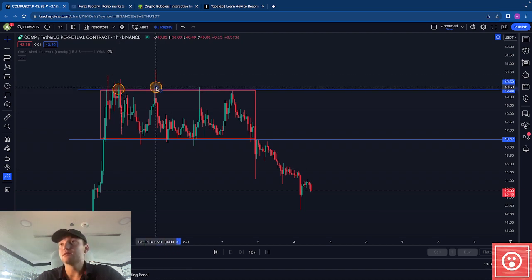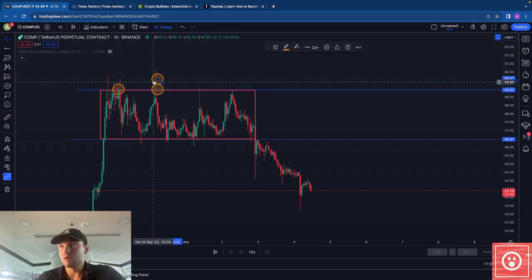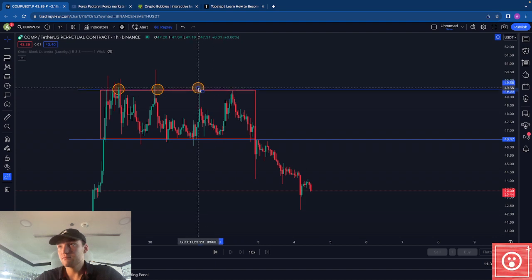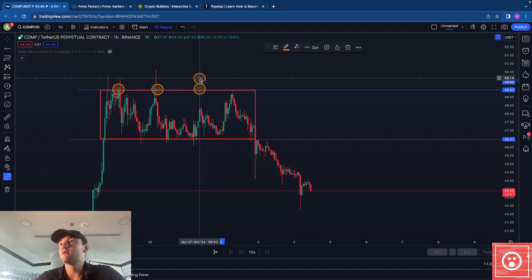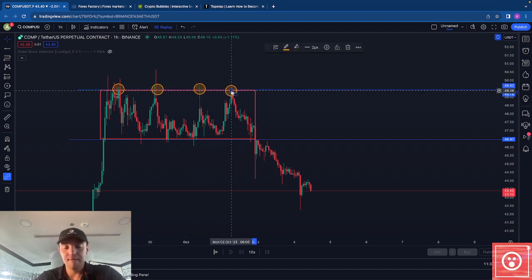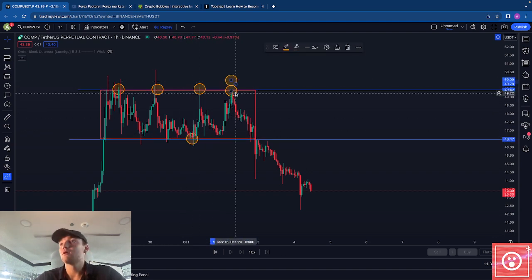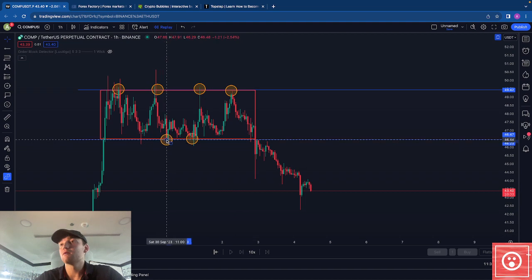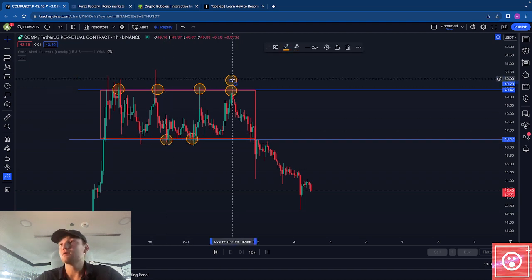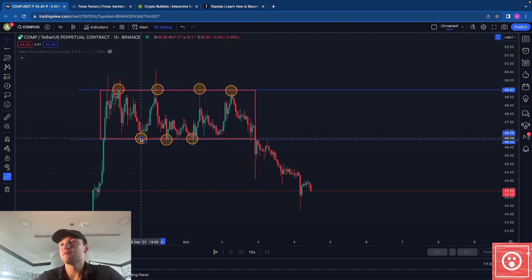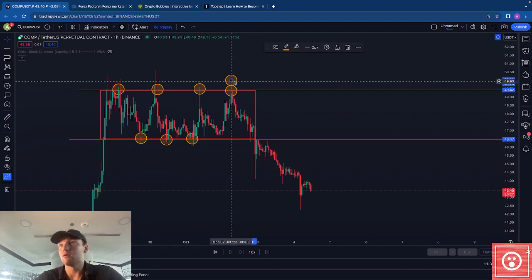Just so we can understand why we're drawing these levels. This is the low over here. This is the low over here. And this is the low right over here. Same thing with here as well, right?